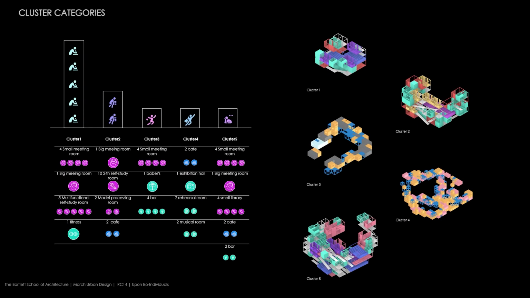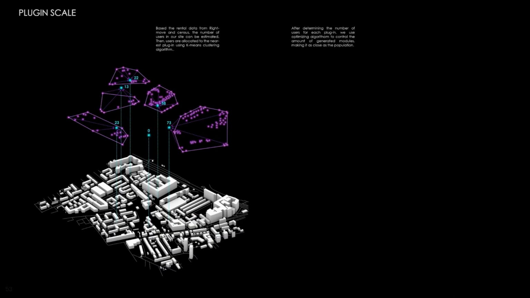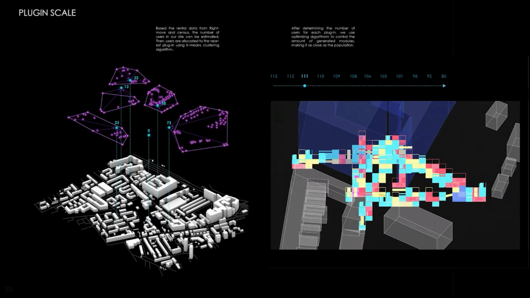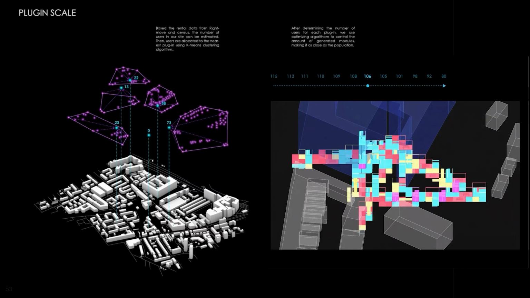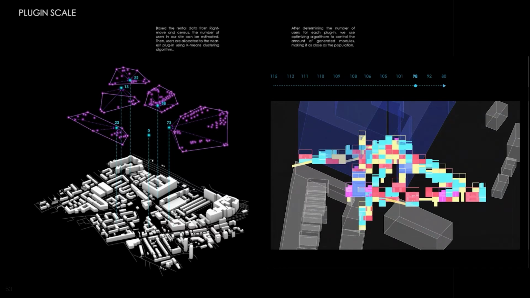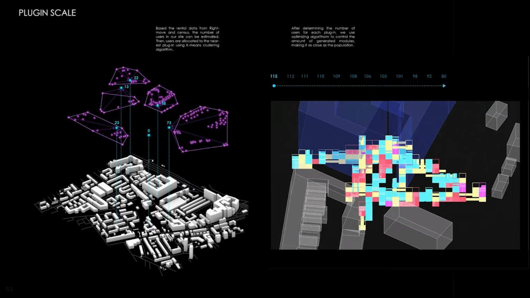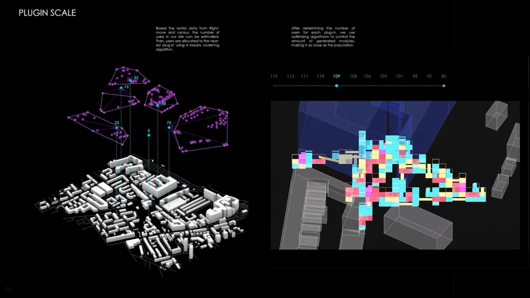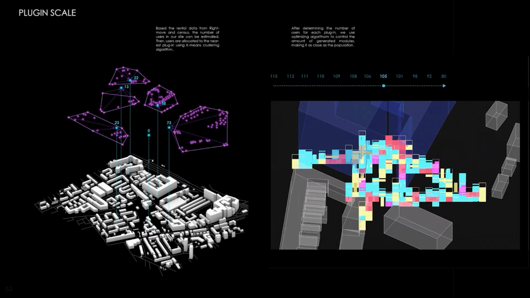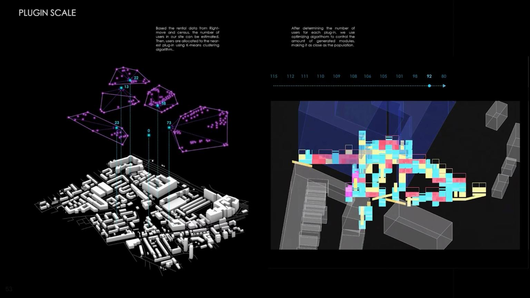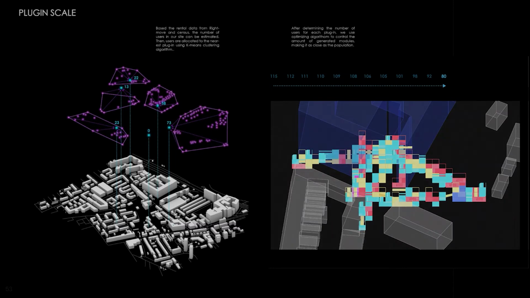After the transformation, we finally have 5 kinds of clusters for students with different schedules. The service population is calculated by the rental data from Rightmove and student data from Census. They are allocated to the nearest plugin by algorithm. When the population changes, the number and density of modules will follow it in the next iteration, by changing the proportion of circulation or empty blocks.